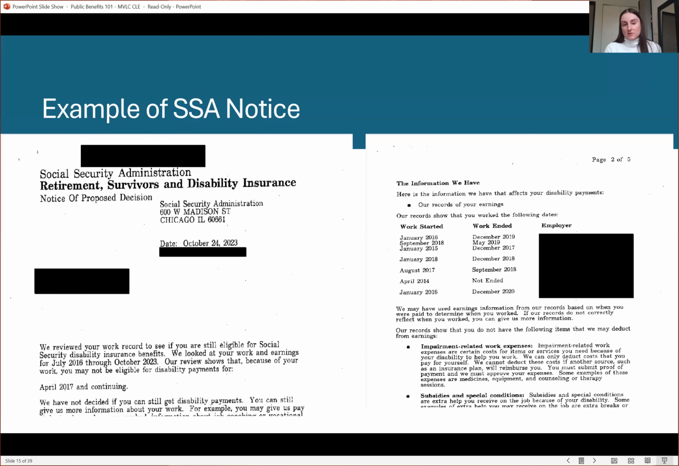And why I chose this notice is it's a really good reflection of sometimes how long it can take, like I said, for SSA to stop distributing benefits. You see the notice is dated October 24th, 2023, but they are looking all the way back to April 2017 and continuing as to when to stop his benefits. So that could lead to a giant overpayment, and it's important to just note that.